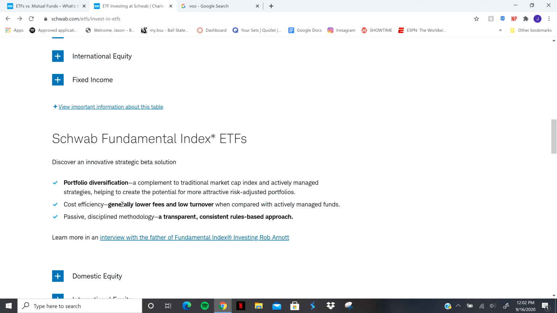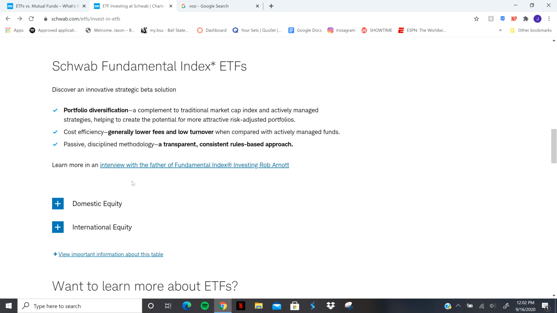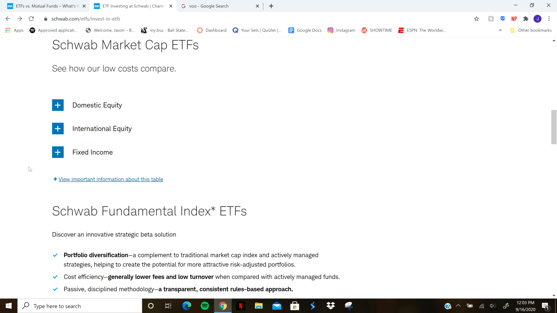Cost efficiency, generally lower fees and low turnover, okay. Passive, disciplined methodology, a transparent, consistent, rules-based approach. So that's definitely something to get into. Learn more in the interview with the father of fundamental index investing, Rob Arnott. I assume this is a video. We're not going to watch that in this video, but if you guys are interested, I'll leave a link to this website in the description below, because they do a good job of explaining all of these things and really breaking it down for you on a basic level.